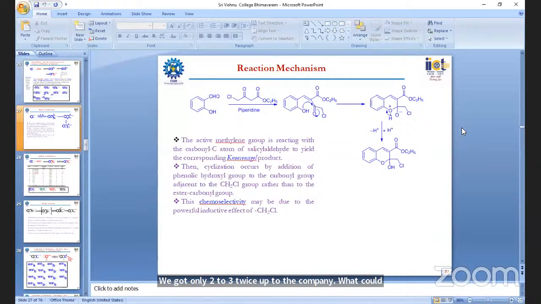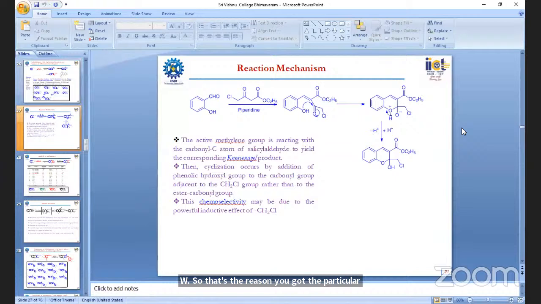In this reaction, the anion generated here by using piperidine should attack the ester carbonyl. But instead, the nucleophile approached the C=O CH2Cl carbonyl rather than the ester carbonyl. Why? Because this is a chemoselective reaction. Selectively the nucleophile is approaching the electrophile, that is C=O CH2Cl, instead of the C=O ester. So that is the reason you got this particular compound instead of the other compound.